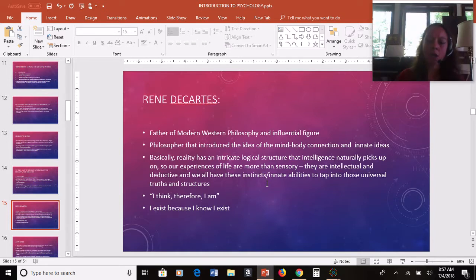Interestingly, Descartes also started challenging some of our ideas of what is consciousness, and that's something we'll talk about throughout class and devote a whole lecture to. Basically, Descartes thought that reality, the universe, had a natural, intricate, innate logical structure that made up the universe.